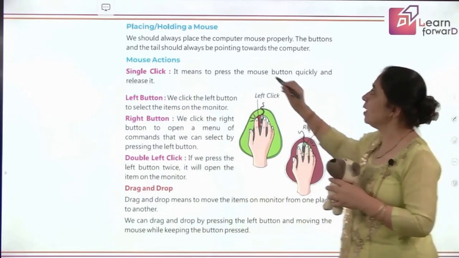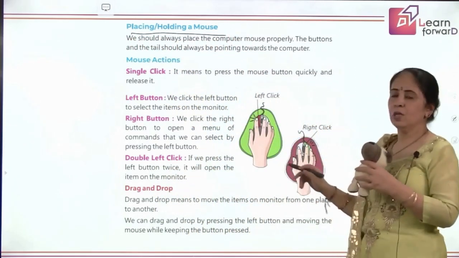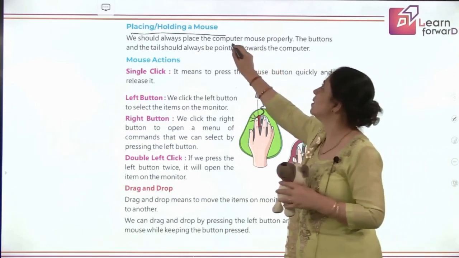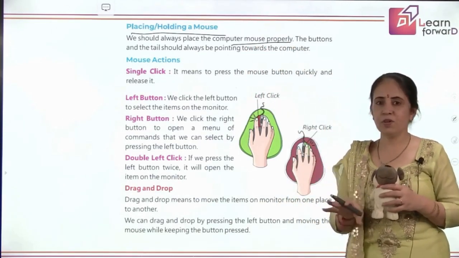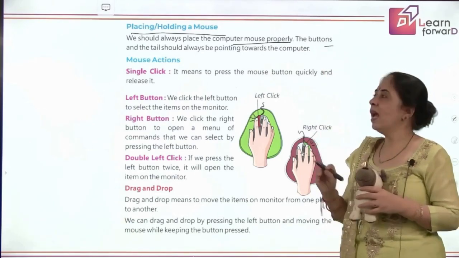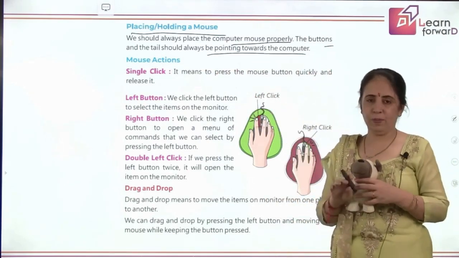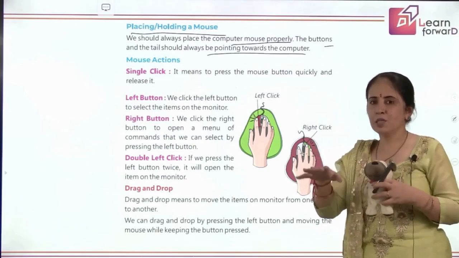So first thing is placing and holding the mouse. So children, always remember that we should place the mouse properly on the mouse pad. That's the first requirement. And then we have the buttons, and the tail should always point towards the computer. So whenever you put your hand on the mouse, make sure it is placed like this.